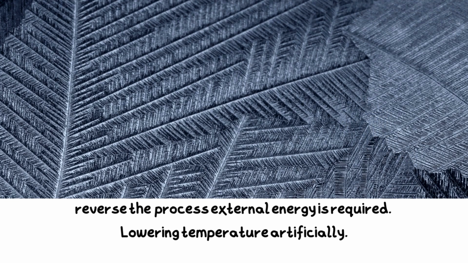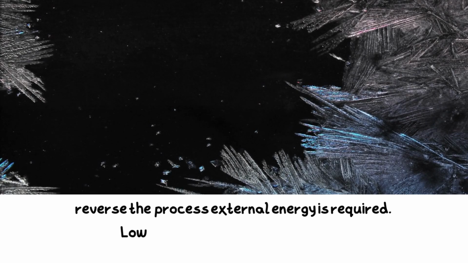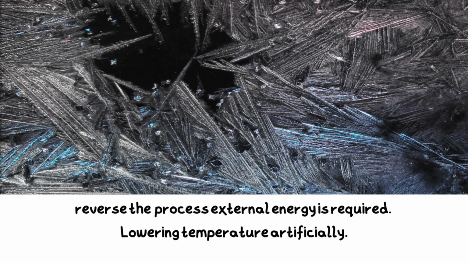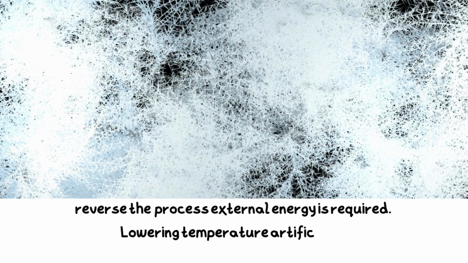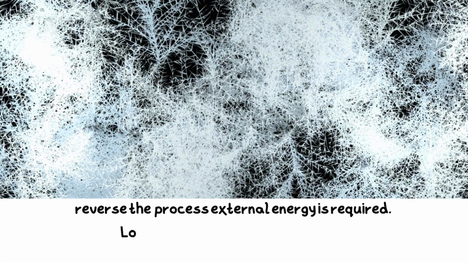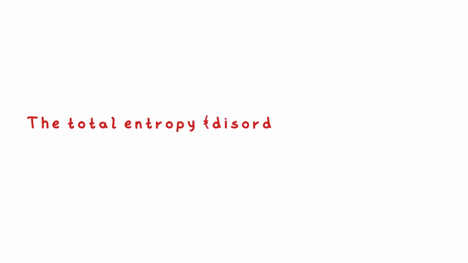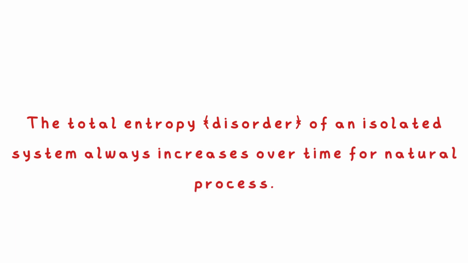But in the case of freezing as well, the overall entropy is increasing. I'll tell you how. When water freezes and turns into ice, it is an exothermic process. That means while the water is freezing, it releases heat to its surroundings. So the entropy of the surroundings increases. Even though the entropy of the system is decreasing, the entropy of the surroundings is increasing. So the total entropy is still increasing. It is again validating our second law of thermodynamics, which is that the total entropy of an isolated system always increases over time for natural processes.